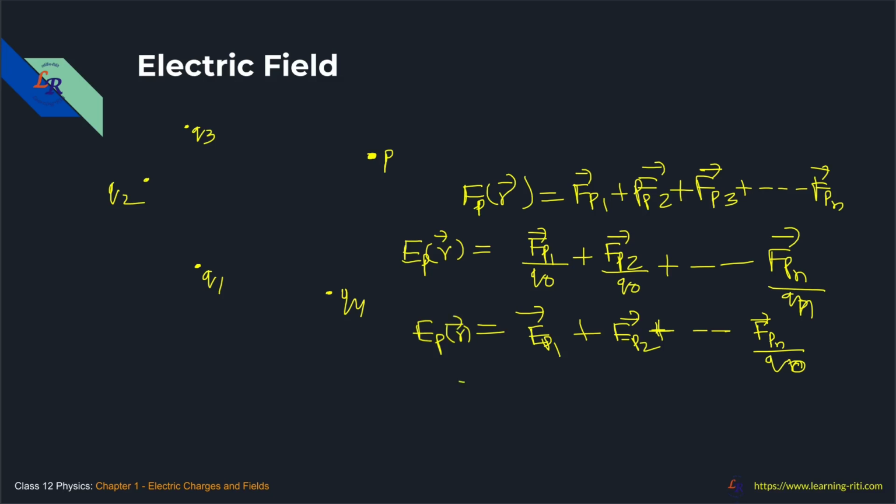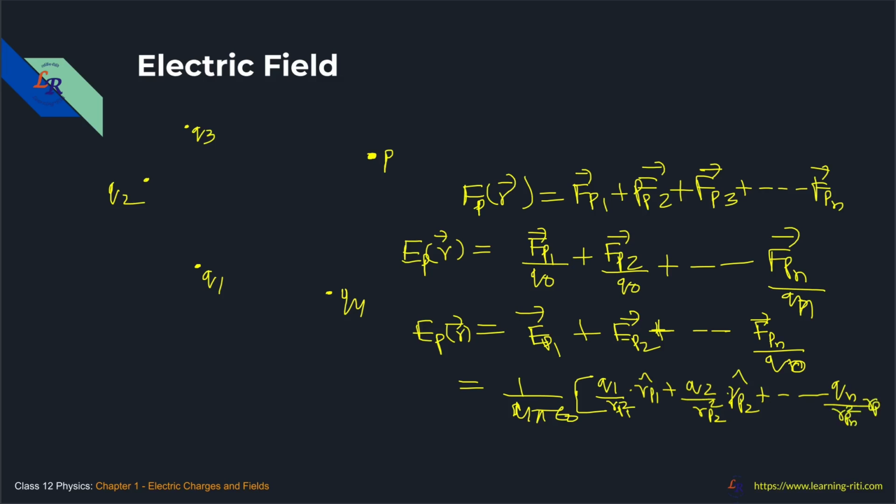So if I just want to give the equation, then it will be in a similar analogy. You can write 1/4 pi epsilon 0, and these are the charges. Let's say, just for the example, because of Q1, it is Q1 upon RP1 square into RP1 cap. Then you can have Q2 upon RP2 square into RP2 cap. Similarly you can extend it to Qn divided by RPn square into RPn cap.